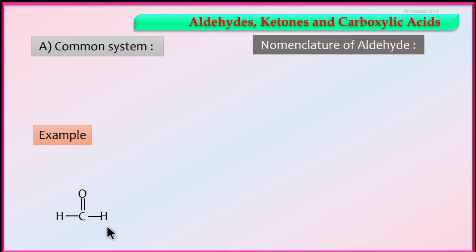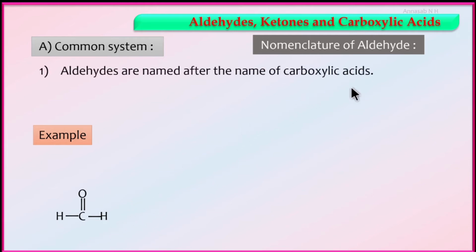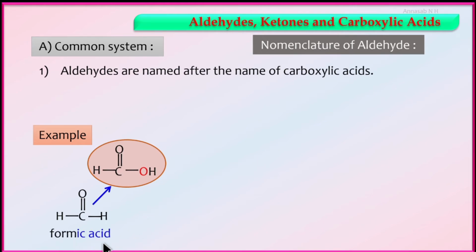HCHO, with a C double bond O and H. These aldehydes can be named with the help of their carboxylic acid. It means, if it is a carboxylic acid, it would be HCOOH. And as it has only one carbon atom, it is called formic acid. But instead of OH, there is the presence of H. Instead of the carboxylic acid group, it is an aldehydic group. So the name for the carboxylic acid with one carbon atom is formic acid.